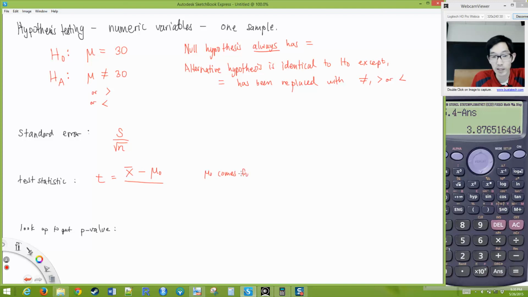So it feels like we're covering a bunch of stuff today, and we are. However, it shouldn't be new. It should all be familiar. And then you do x bar minus mu 0 from the null hypothesis, divided by the standard error. That gives you the t. So you look up to get the p-value.